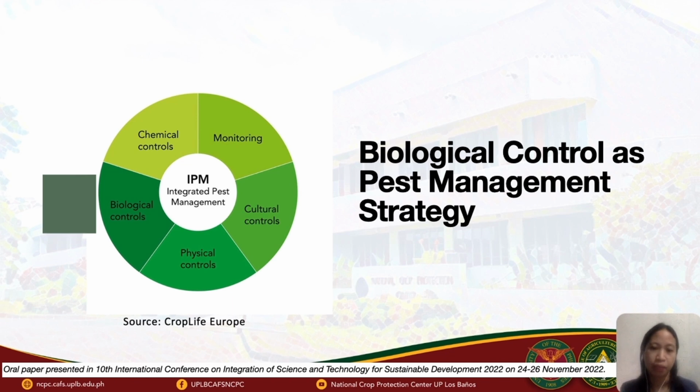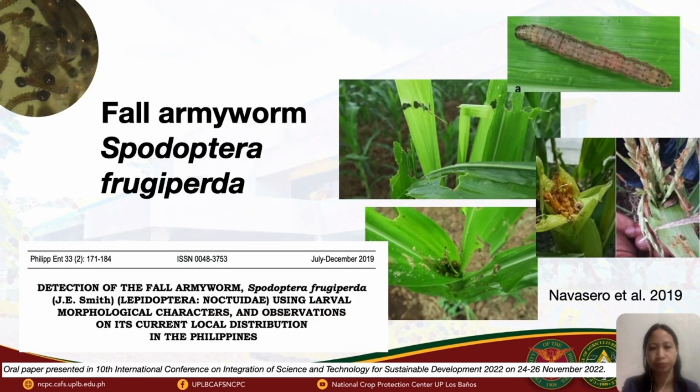One of the eco-friendly measures to suppress pest population is through the use of biological control agents, such as entomopathogenic fungi. In corn, the fall armyworm, or Spodoptera frugiperda, is one of the most destructive pests. This polyphagous pest has a competitive advantage against other insect pests of corn.